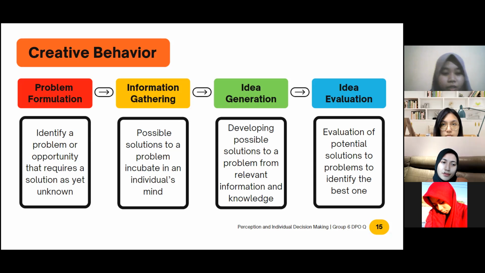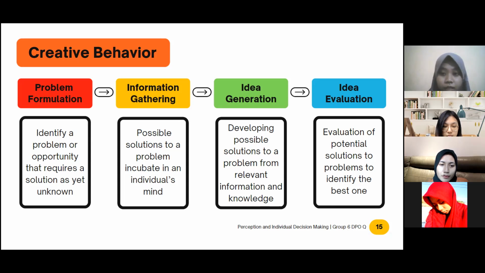Formulation is the stage of identifying a problem or opportunity that requires a solution as yet unknown. Next is information gathering. Information gathering is the stage of creative behavior when knowledge is sought and possible solutions to a problem incubate in an individual's mind. This stage can lead us to identifying innovation opportunities. Next is idea generation.